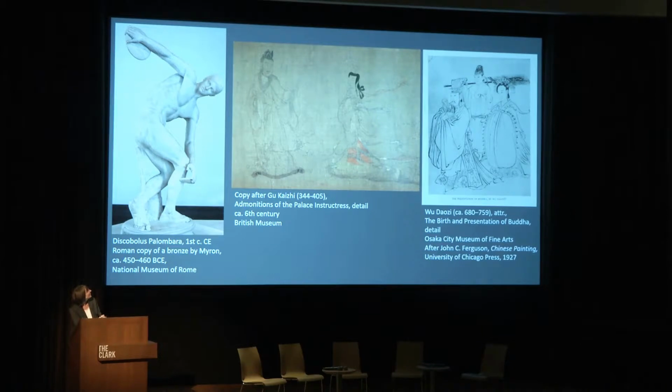So this is Gu Kaizhi, and no painting by Wu Daozi survives. So this is a much later copy, which was reproduced by, among others, John C. Ferguson in his Chinese Painting, which these authors also cited. So this is one of the paintings they might refer to when they write about Wu Daozi.